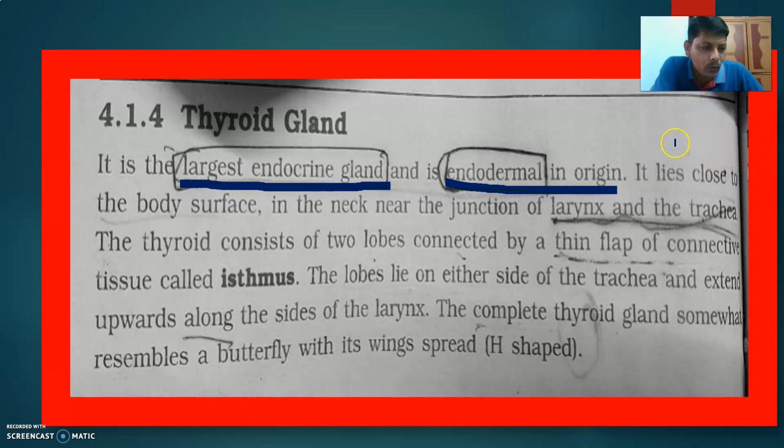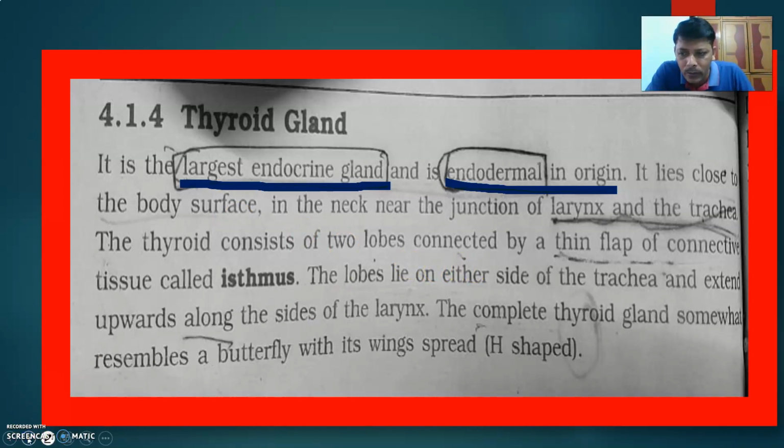This gland lies very close to our body surface. What is the largest endocrine gland? The thyroid gland. What is the largest gland of our body? The liver. What is the smallest endocrine gland? The pituitary gland, ectodermal in origin. The thyroid gland is endodermal, and it lies close to the body surface in the neck, near the junction of the larynx and trachea.